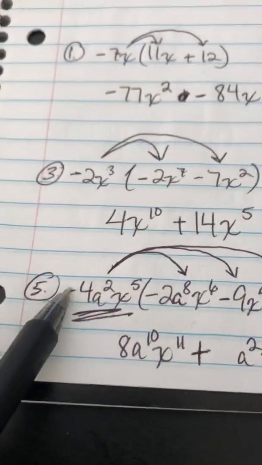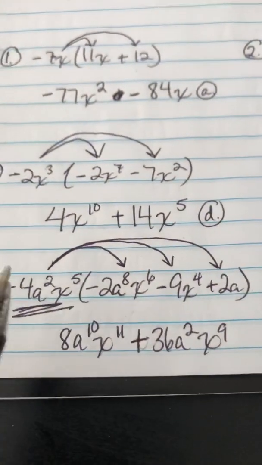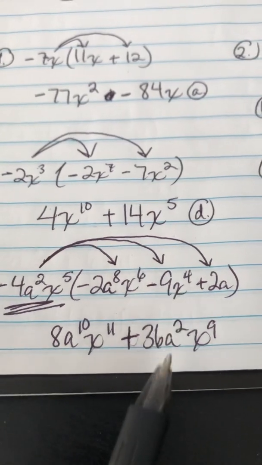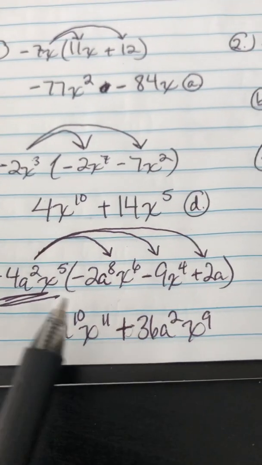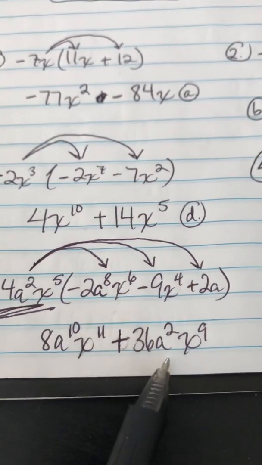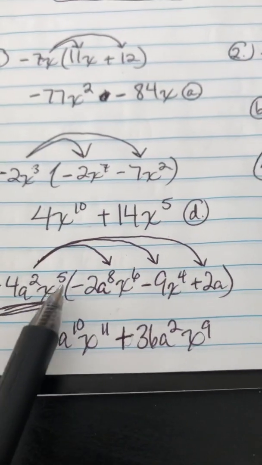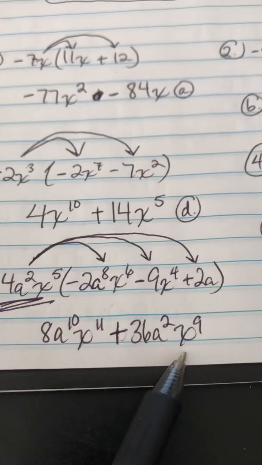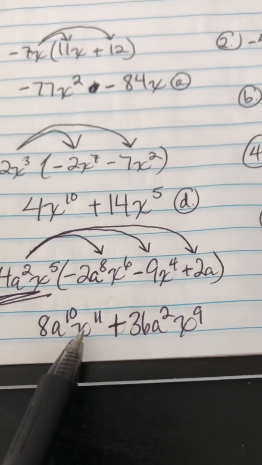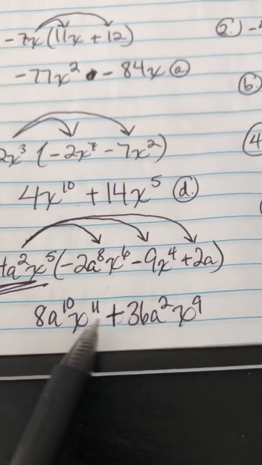Now you do negative 4 times negative 9, and that's going to be positive 36. So you have negative 4 times negative 9, positive 36, a to the 2nd. No a to the 2nd here, so we just keep it, a to the 2nd, and then x to the 5th, x to the 4th, x to the 9th. And again, you see how it's going in descending order?